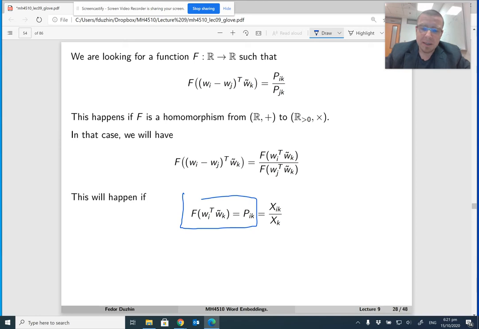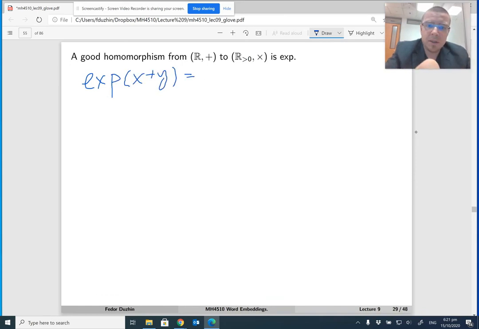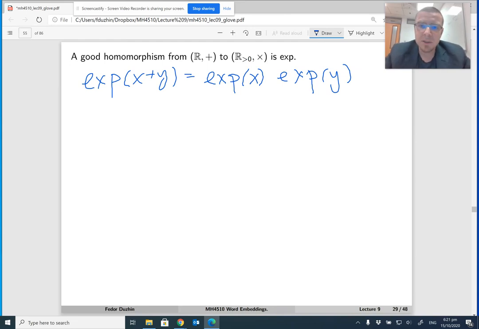And p_ik is x_ik divided by x_k. So what is a homomorphism from the additive group of real numbers to the multiplicative group of positive real numbers? It is the very familiar exponent function, right? Because exp of x plus y is exp x times exp y. So exp transforms addition to multiplication.